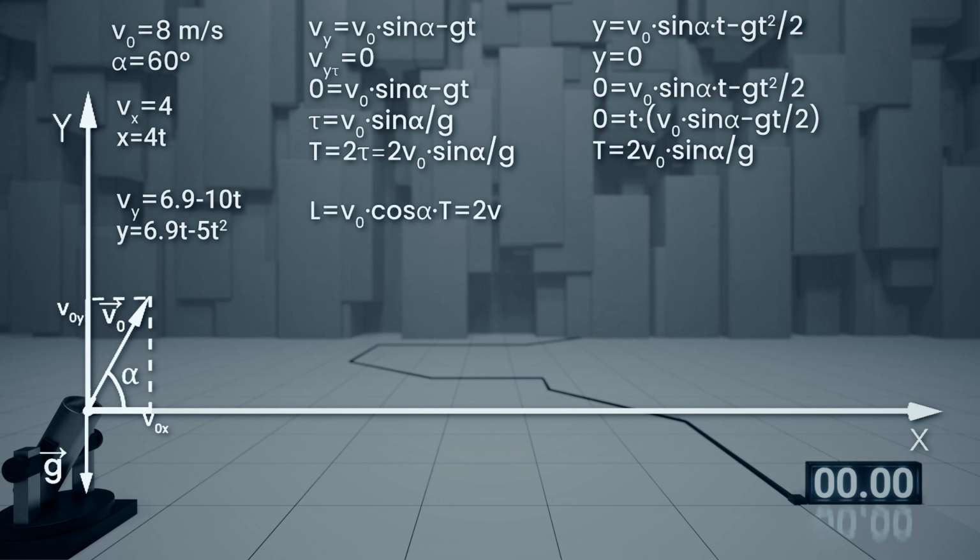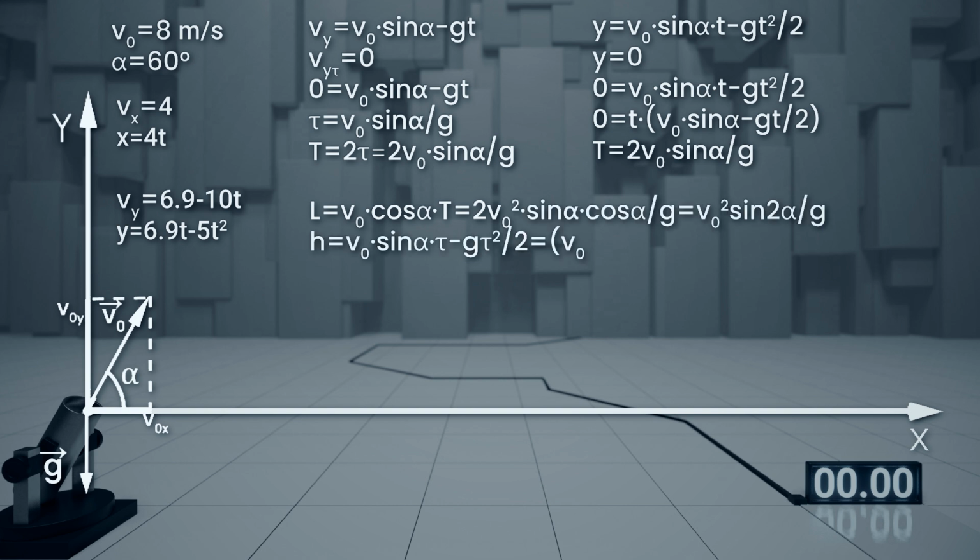To find the range, we substitute the total flight time into the equation for the horizontal coordinate. To find the maximum height, we substitute the ascent time into the equation for the vertical coordinate. Let's calculate these values by plugging the numbers into the formulas. The values match the ones we found graphically.